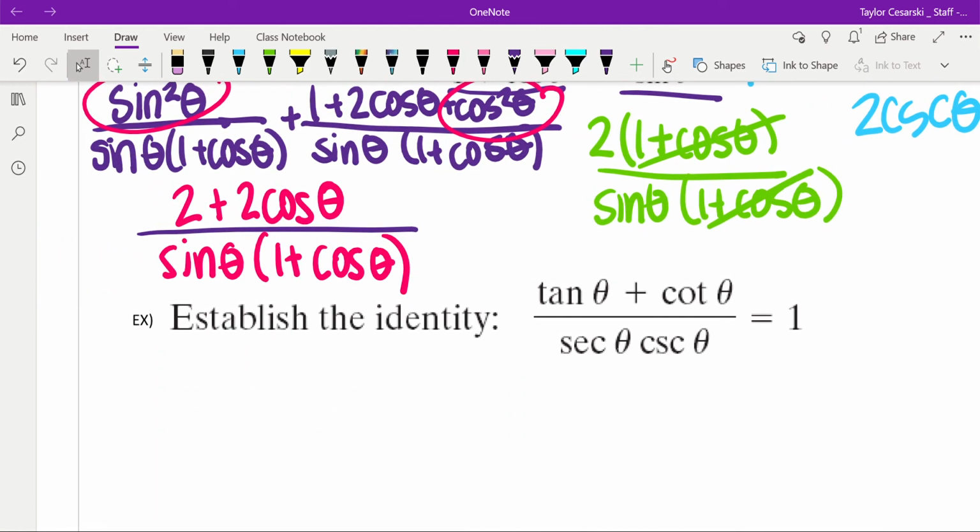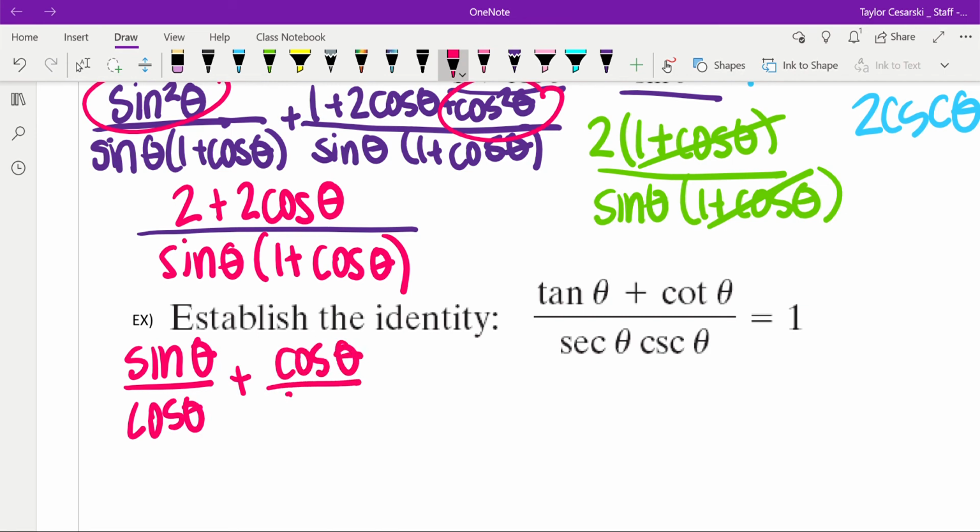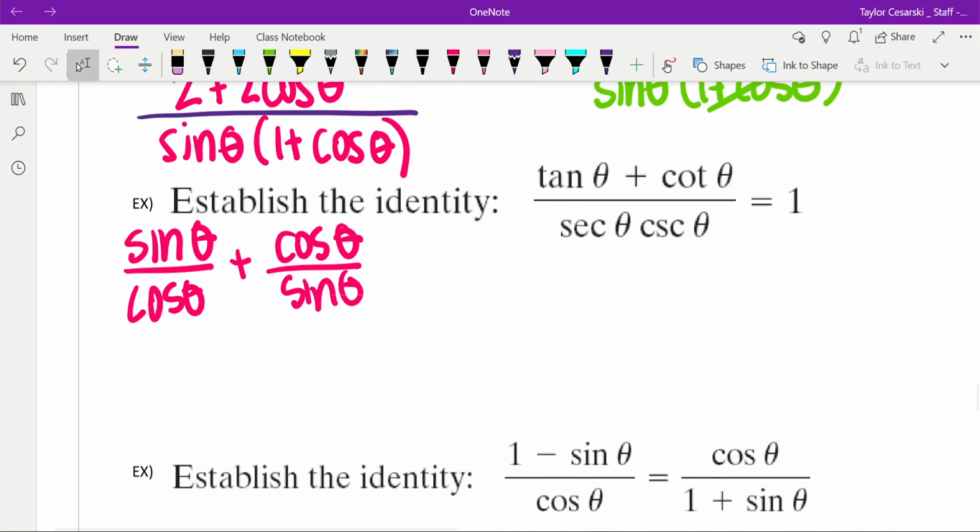Establishing this identity. So here I have tangent and cotangent, so I'm going to go ahead and write those in terms of sine and cosine. So sine of theta over cosine of theta plus cosine of theta over sine of theta. And just remember with these, there's multiple ways to approach it. So don't think there's always one way.